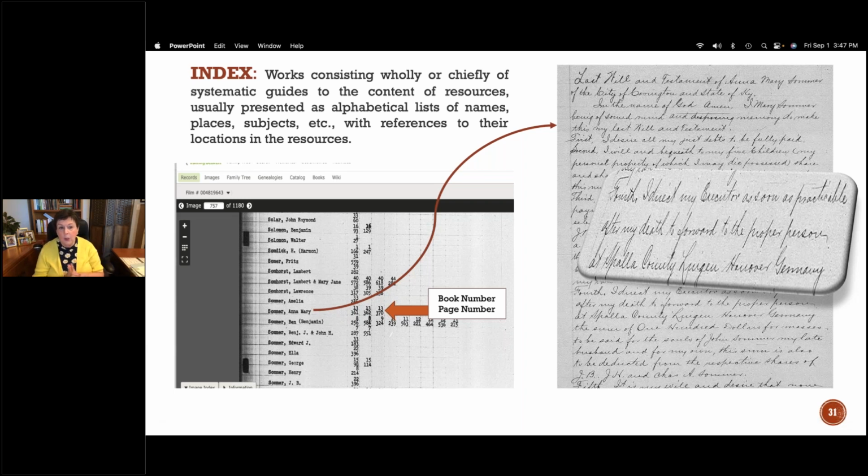So here is an example where an index took me to maybe one of the most valuable finds that I've ever had. It was truly a great find. It was an index that took me to the last will and testament of my second great-grandmother, Anna Maria Lufta Summer, who died in 1891 in Covington, Kentucky.